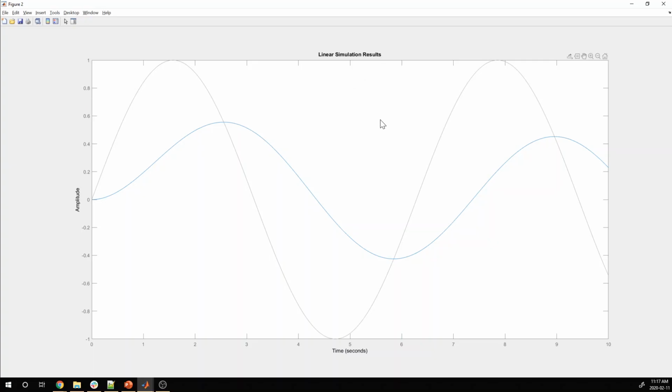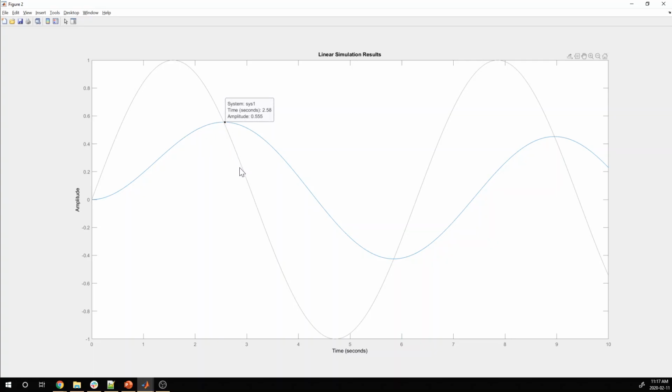And let's take a look at a couple of important things. So this here, the gray sine wave, is my input. And you'll notice it goes all the way up to 1 and down to -1. But if we look at my blue sine wave, which is the output, if we look at the magnitude there, the amplitude is approximately half.